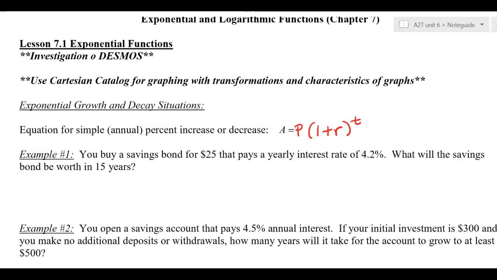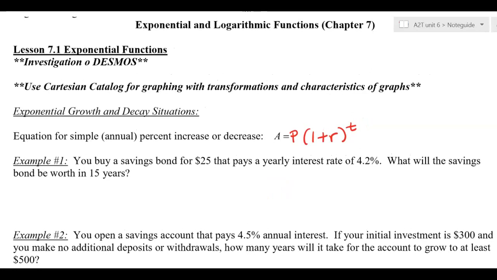So you pay $25 and it has a yearly interest rate of 4.2%. What will it be worth in 15 years? So we're calculating a final amount given a principal amount of $25. The yearly interest is 4.2%.